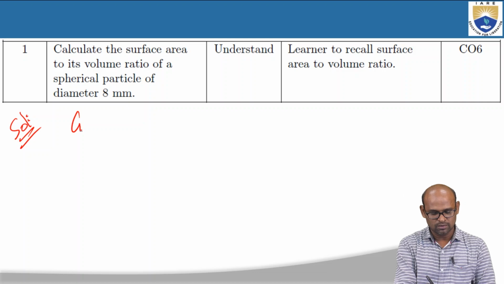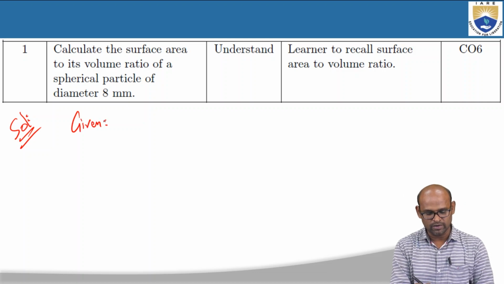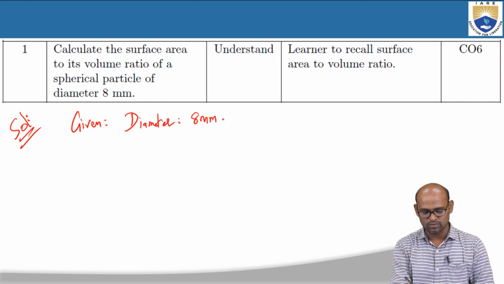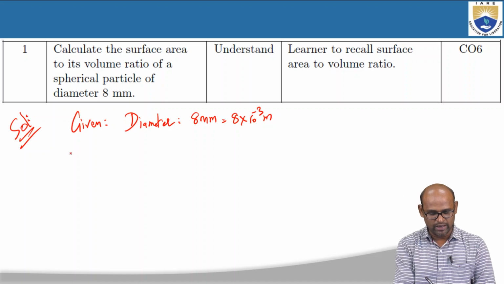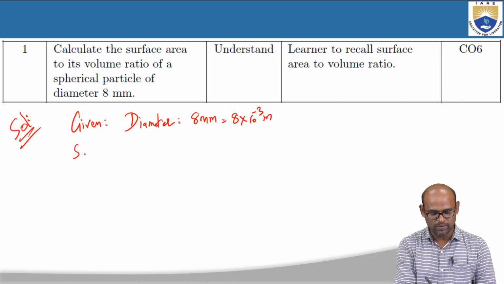First we will start with whatever is given. They have given the diameter, which is 8 millimeters. So we are going to convert this into meters: 8 into 10 power minus 3 meters. We need to calculate the surface to volume ratio of a spherical particle. So, surface area of a sphere.